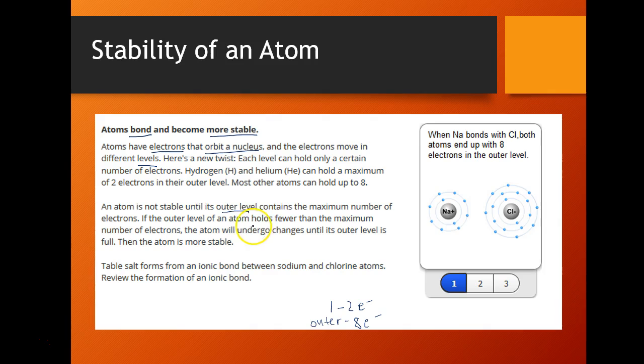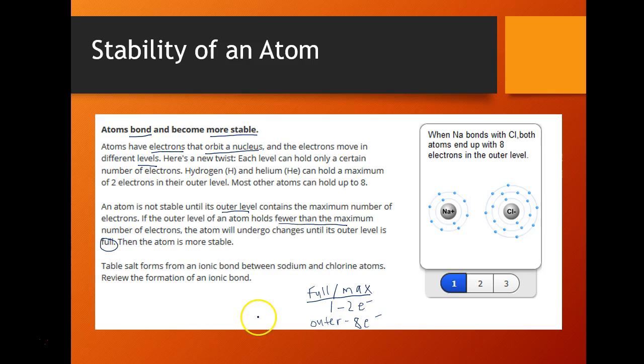If the outer level of an atom holds fewer than the maximum number of electrons, then the atom will undergo changes until its outer level is full. So again, to remember, what it means to be full or reach the maximum would be 2 electrons for that first level, or any other level would be 8 electrons. After that happens, the atom is considered more stable.